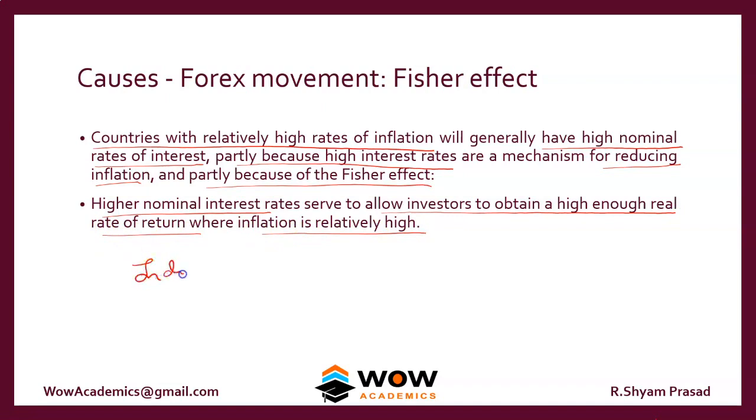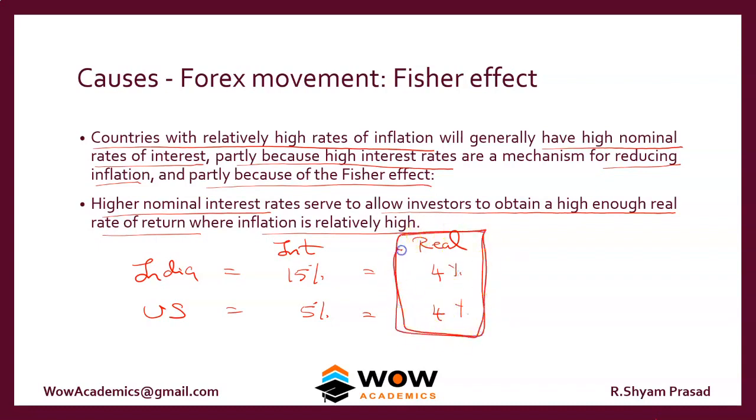If you take two countries, India and the US, as per Fisher theory, for example, if the interest rate in India is 15% and the interest rate in the US is something like 5%, the real rate will be constant in both the countries. So the real rate would be like 4%. This is the same across all the countries. That is his argument.